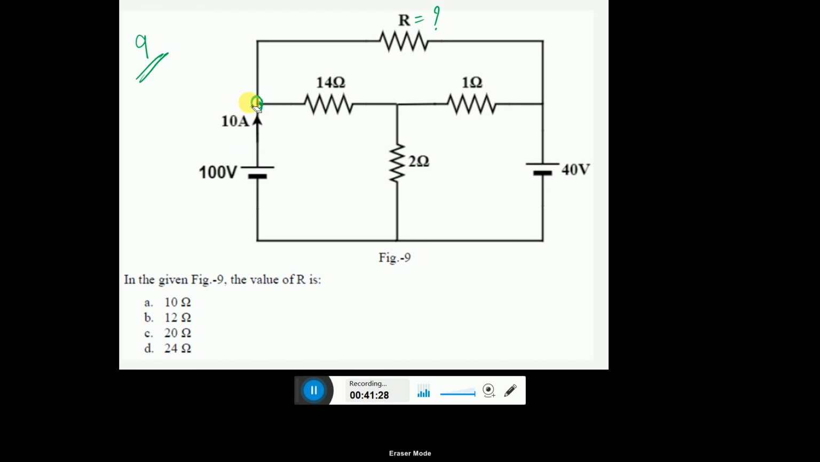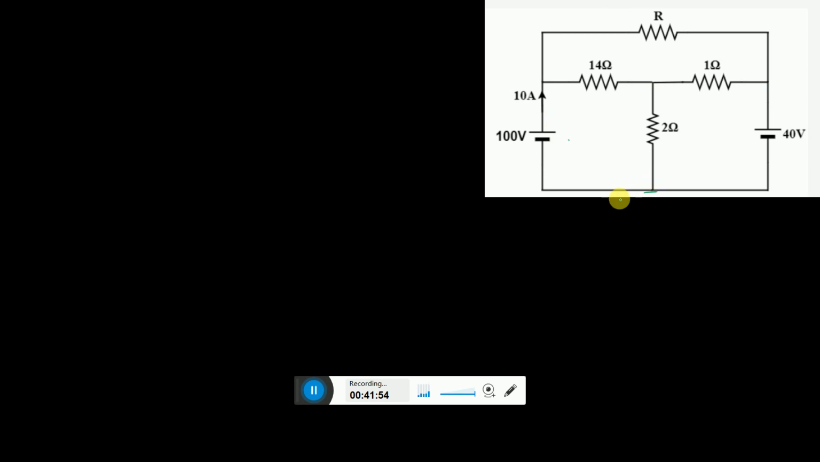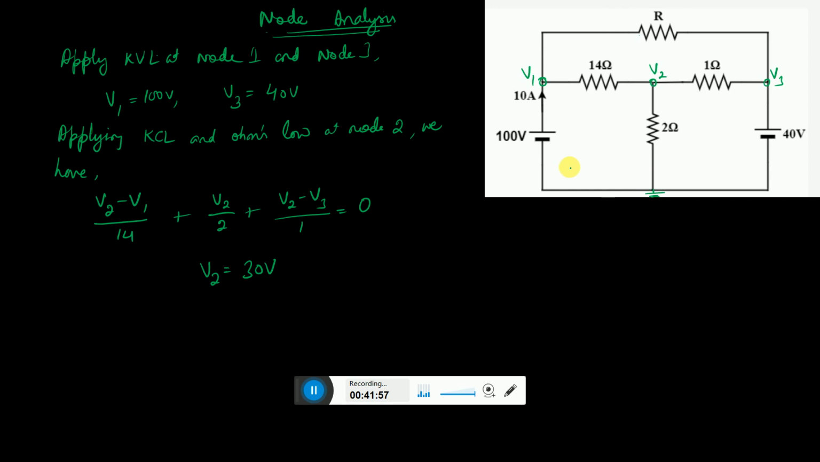First we have node V1, then node V2, then node V3, and we can write the equations for V1, V2 and V3. When applying to nodes 1 and 3, we are not applying KCL. Simply by using KVL we can write, because we choose this as the reference. In between there is no resistor, so V1 is directly 100 volts, and similarly V3 has no resistor, so V3 is 40 volts.